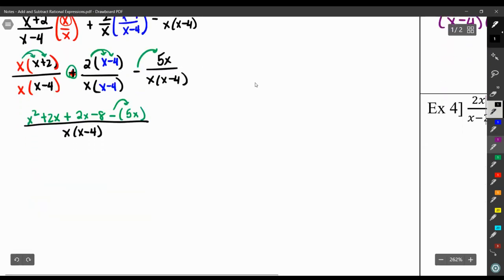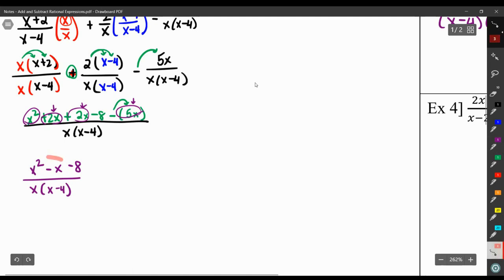Finally, let's combine any like terms that we can. So x squared does not have a like term, but I can combine 2x, 2x, and negative 5x. So negative 5 plus 2 plus 2 results in a negative x. And negative 8 does not have a like term. And we are still over x times x minus 4.